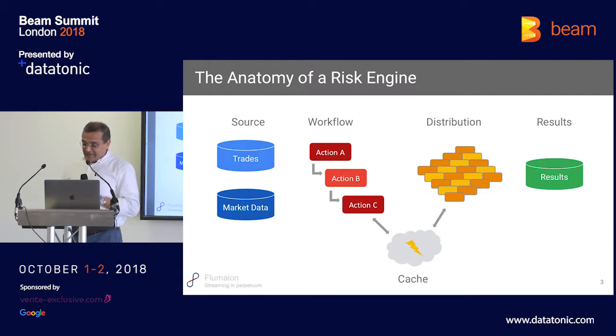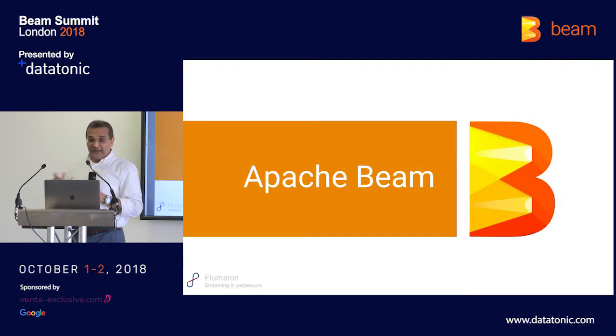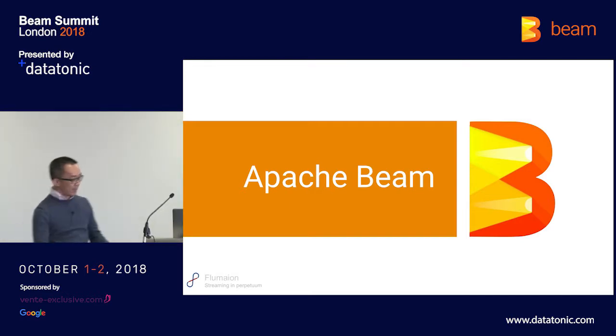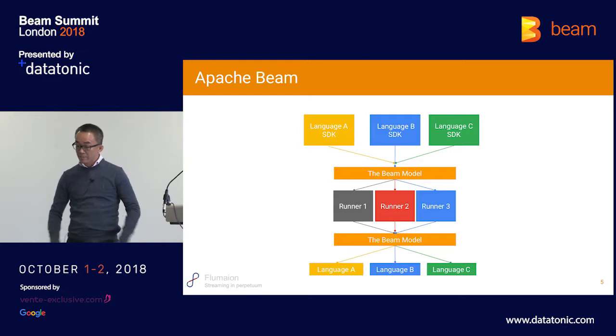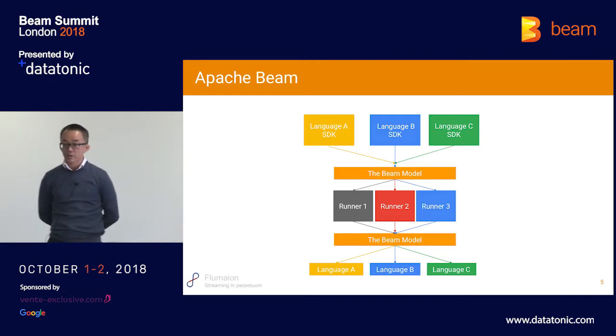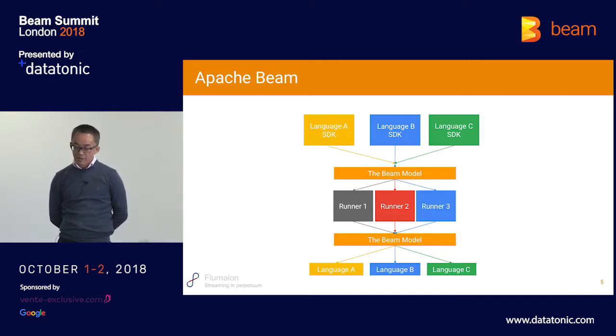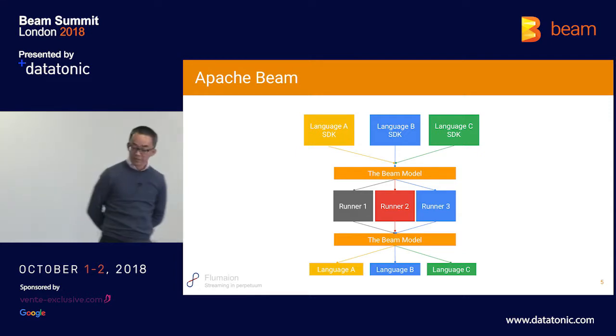And the rest of the story that Fred will take from here on is how we translated this into Apache Beam and that ecosystem. Yeah, so enter our hero, Apache Beam. Everybody should be familiar with the Beam model. Really, we just have an abstraction in the Beam layer that is written in a particular SDK, and it runs on a variety of runners.